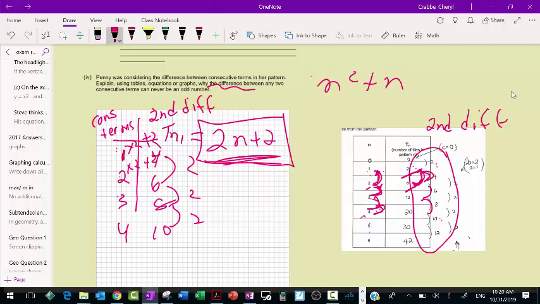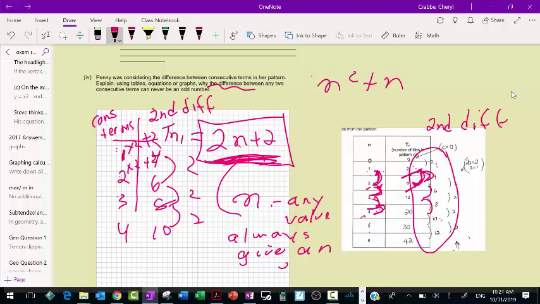But you can see that if that's the relationship in the second difference, it's always going to be even. For any value of n, when you stick it in here, it always gives you an even number. It can't give an odd number. Whatever n is, if I add 2 to it and times it by 2, I'm always going to get an even number.